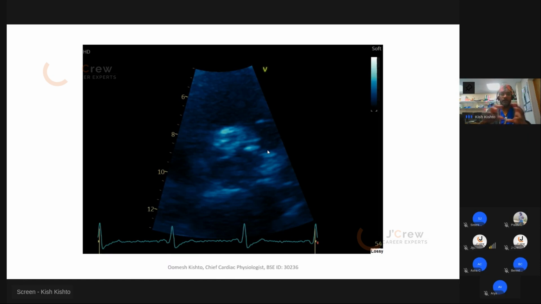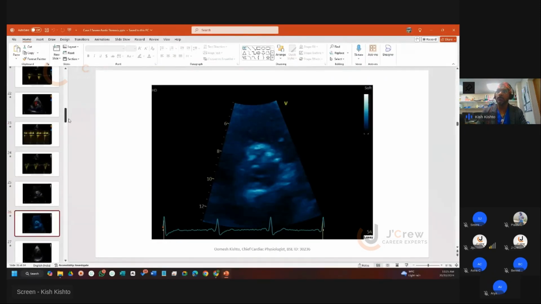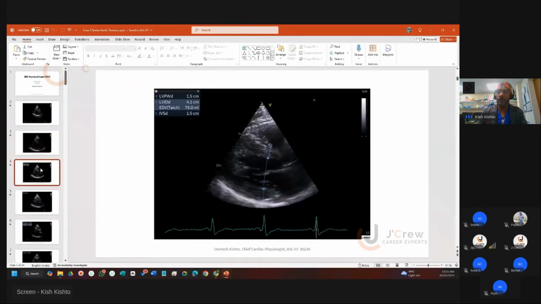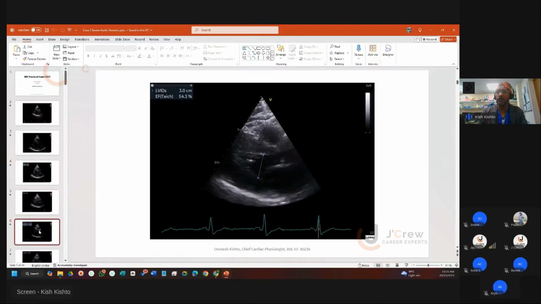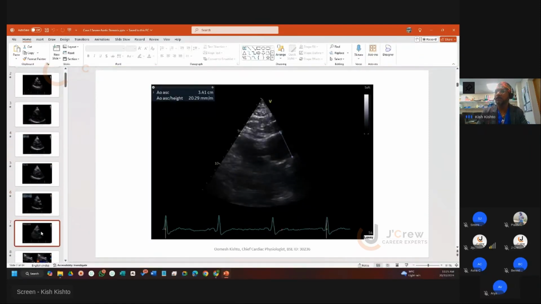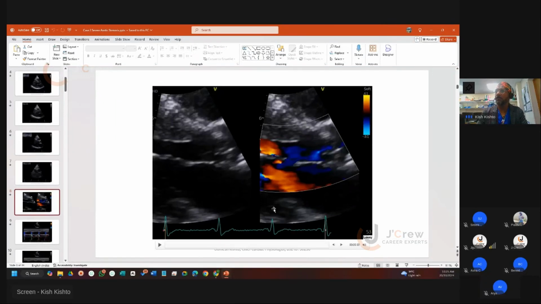So you've defined all three cusps and what they are doing in terms of function. And from what you've seen by describing it, that tallies nicely with the severity of the AS as well. Sometimes you can go to the long axis view, but I don't think we had a good long axis view, to be honest with you. Let's have a look.